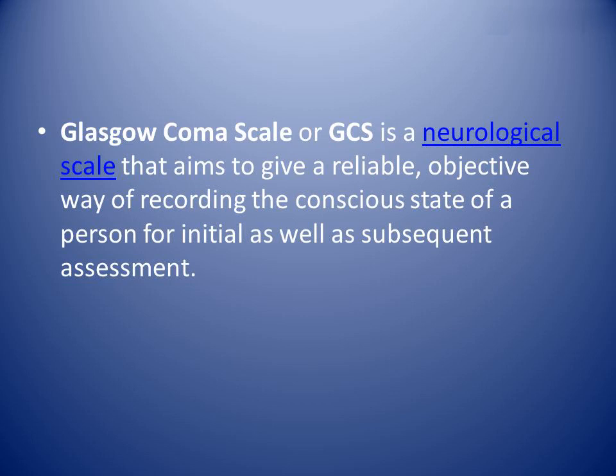Glasgow Coma Scale, or GCS, is a neurological scale that aims to give a reliable, objective way of recording the conscious state of a person for initial as well as subsequent assessment. A patient is assessed against the criteria of the scale, and the resulting points give a patient score between 3, indicating deep unconsciousness, and either 14, original scale, or 15, the more widely used modified or revised scale.